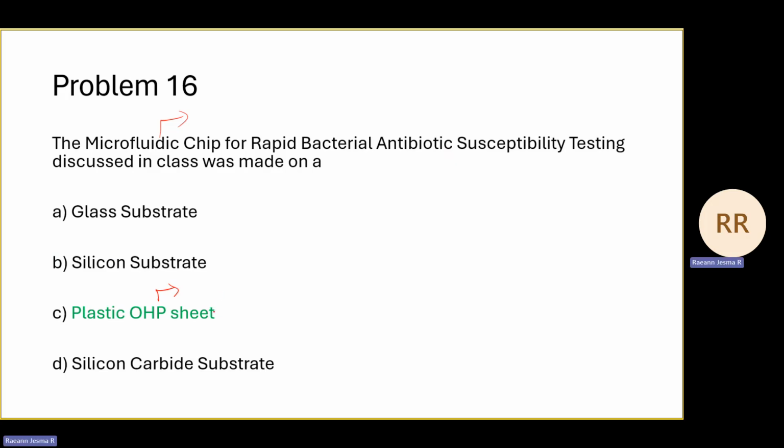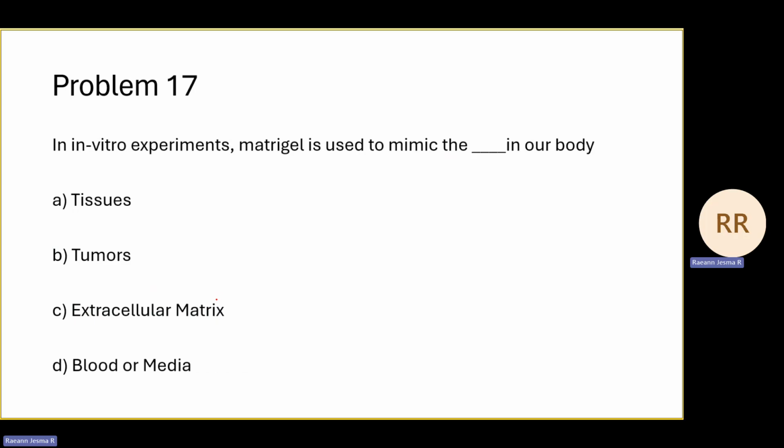Now let us move on to the next question. Question number 17. In in vitro experiments, matrigel is used to mimic the dash in our body. Option A, tissues. B, tumors. C, extracellular matrix. D, blood or media. I think in one of the contents, we take tumor cells from our body and put them in a kind of medium. In that, matrigel will act as a medium. What is it actually mimicking in our human body? Why do we need to keep it in matrigel? Why can't we keep it in some other cell culture medium?